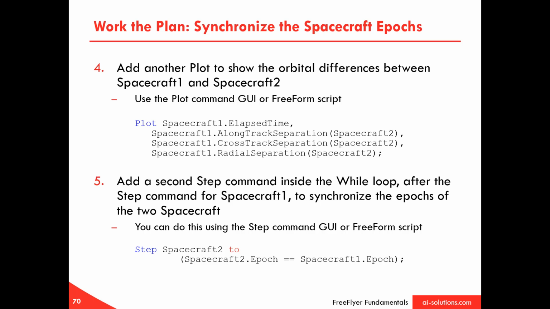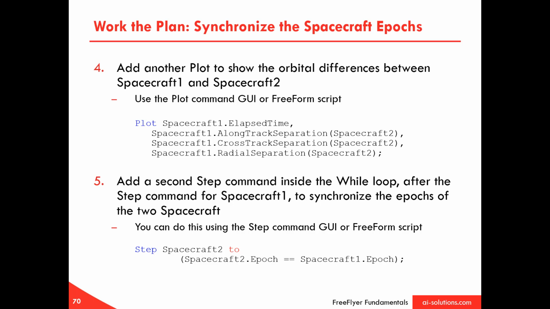Now that we've set up these two spacecraft objects in the same orbit but with different force models, we'll add a plot command to illustrate the orbital differences that accumulate because of the differences in the force model. You can use either the plot command GUI or a freeform script editor to enter this plot into your mission plan, where we'll have elapsed time on the x-axis, and then on the y-axis we'll have 3 series showing the along track, cross track, and radial separations between the two spacecraft.